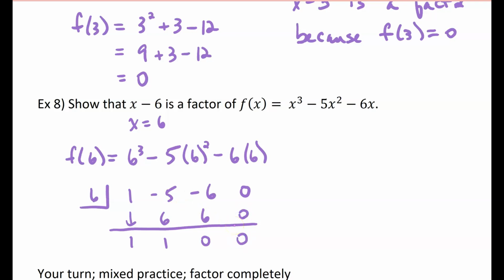And how do we know that that's a factor? There's no remainder. Exactly. So remainder equals 0. Therefore, x minus 6 is a factor.